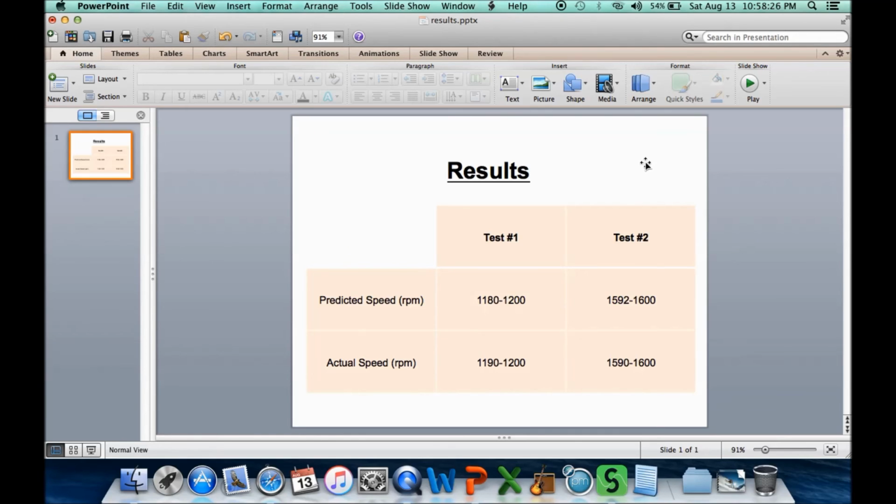So yes, you can determine engine speed by measuring the frequency of the exhaust.